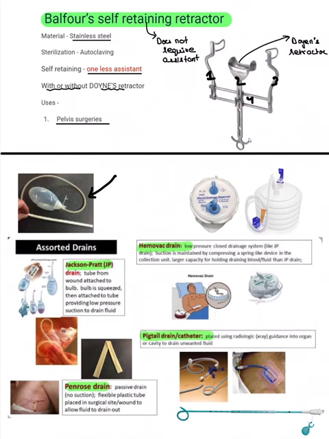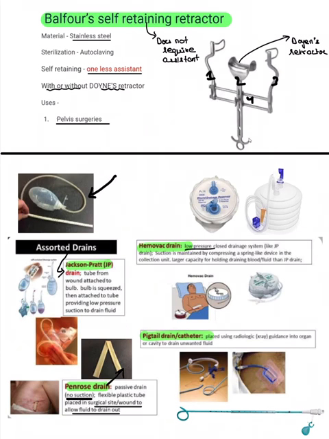See, okay, then you have a Penrose drain. So here there is no suction, guys. It is just a flexible plastic tube that is placed on the surgical site to allow any fluid or seroma that collects to come out. That is the Penrose. This is the image of a Penrose drain, guys. Okay, this is your Jackson-Pratt drain. Now coming on to this Hemovac drain.